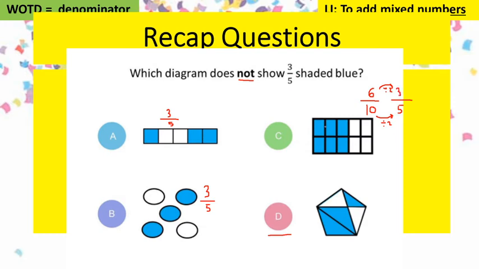3/5 also means 3 out of every 5. So here, at the top, we have 5 parts, and we have 1, 2, 3 shaded out of 5. And here we have 5 parts. So 1, 2, 3 shaded out of 5. So that is also worth 3/5. This one is 3 parts out of 5 shaded. However, they are not equal. So this is not 3/5 as a fraction. That's just 3 different sized areas shaded in. So this is not 3/5.